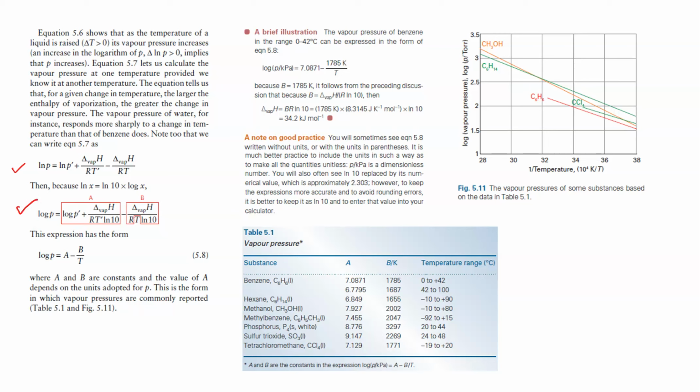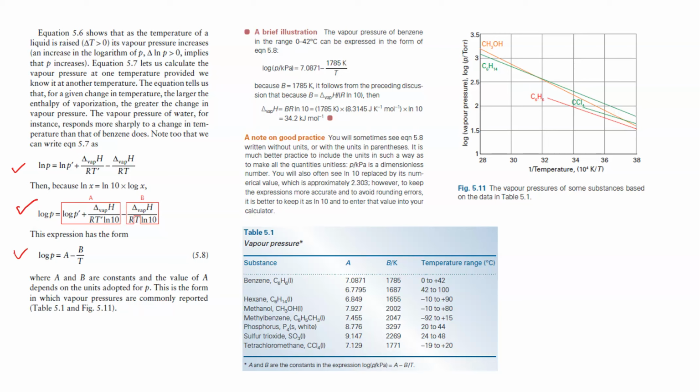And this expression has the form of log p equals a minus b over T, where a and b are constants, and the value of a depends on the unit adopted for p. This is the form in which the vapor pressures are commonly reported. And we see that in table 5.1 and figure 5.11, which I have included off to the side here.